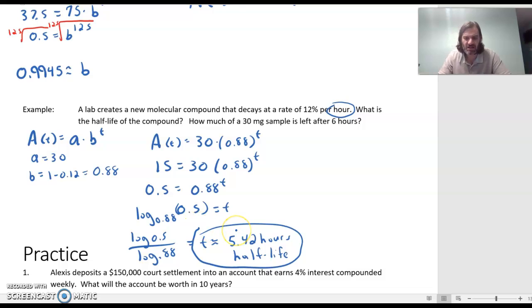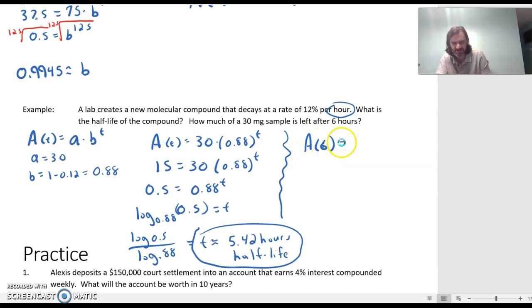Okay, so we found the half-life. Now, that's really irrelevant to the question that's asked over here. It says how much of the 30-gram sample is left after 6 hours. So these are two completely different questions that you don't need one for the other. But we can come back and say A of 6 equals 30 times 0.88 to the 6. It should be less than 15, right? Because at 5.5 hours, we should have half of the 30 left. So if we go to 6 hours, there should be less than half of the 30, so less than 15.